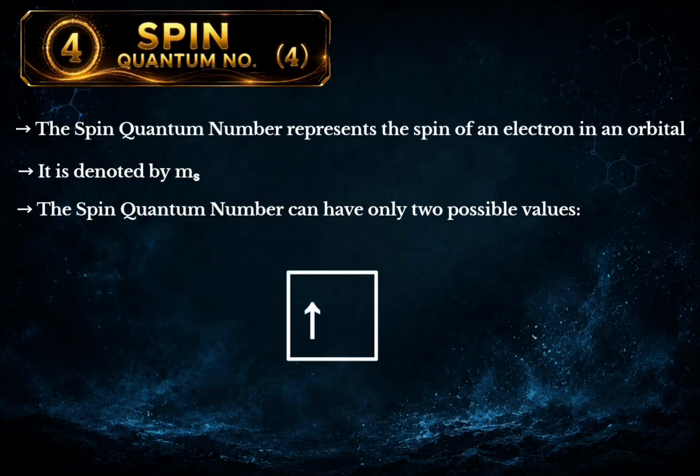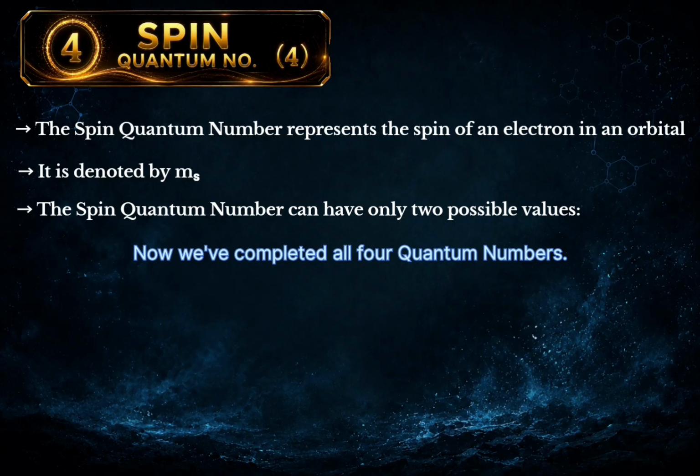One electron has spin up, which we represent with an upward arrow. The other electron has spin down, which we represent with a downward arrow. That's why, whenever you see a completely filled orbital, you'll always see one upward arrow and one downward arrow. Simple enough, right? Now we've completed all 4 quantum numbers.